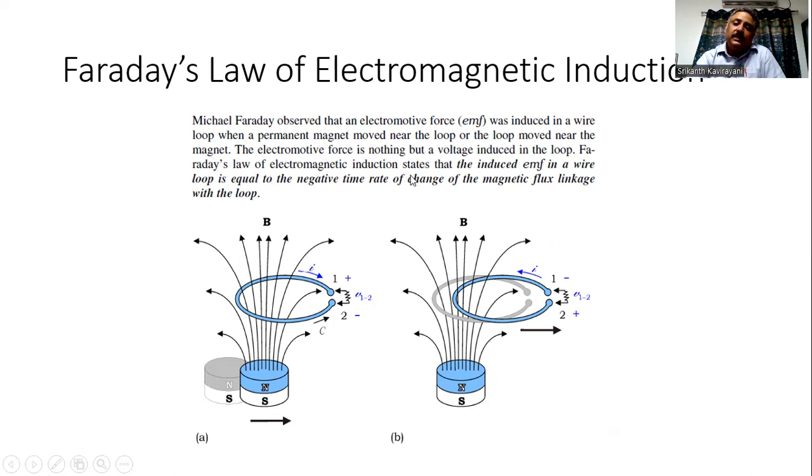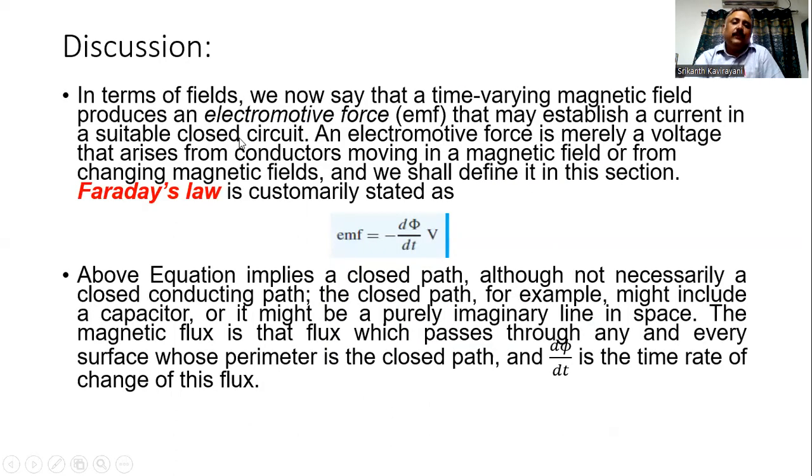Faraday's law of electromagnetic induction states that the induced EMF in a wire loop is equal to the negative time rate of change of the magnetic flux linkage within the loop. The wordings are slightly different with different authors, but basically it confines to the induced EMF equation mathematically. In terms of the fields, a time-varying magnetic field produces an electromotive force, EMF, that may establish a current in a suitable closed circuit. An electromotive force is mainly a voltage that arises from conductors moving in a magnetic field or from a changing magnetic field, and we shall define it in this section.